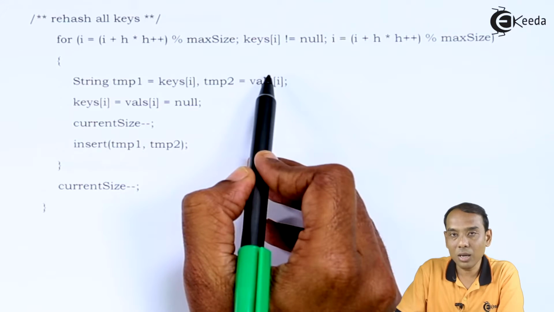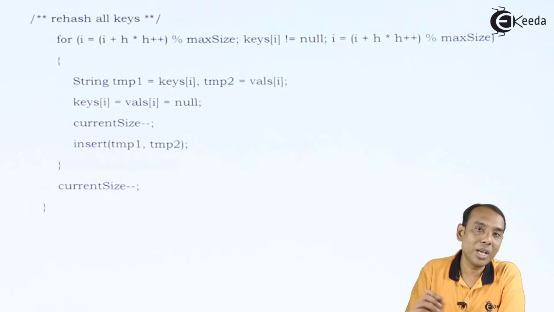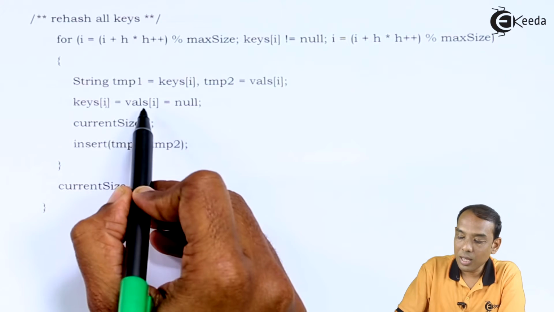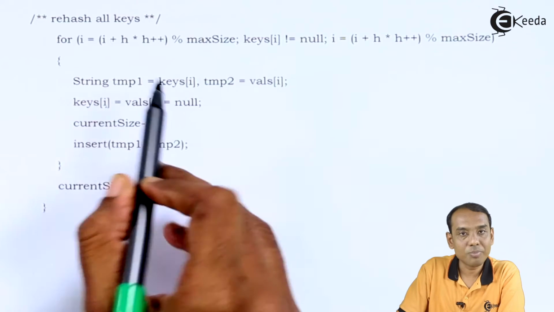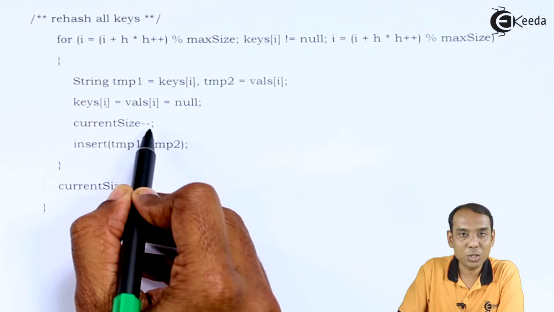And in similar pattern, vals I is transferred to temp2. Now we will make sure that the keys and values point to null. We write down keys I equal to vals I equal to null. Since we have deleted with this one, we need to decrease the size. So we write down current size minus minus.